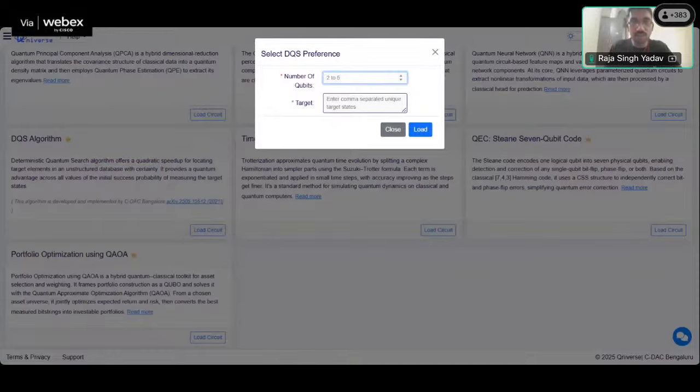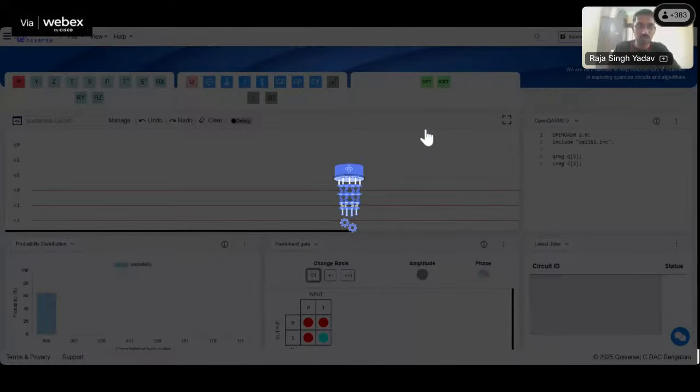Let's take a small example for 3 qubits, okay? Because in Grover search, when we run for 3 qubits to find the same element 111, I got a 96, 97 percent probability. Load circuit.